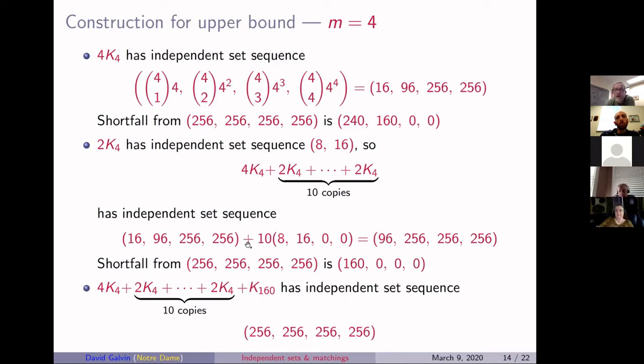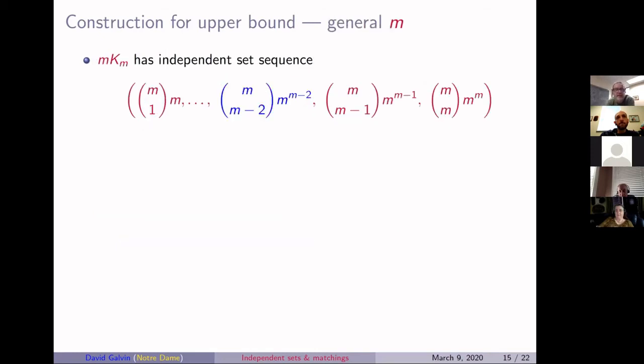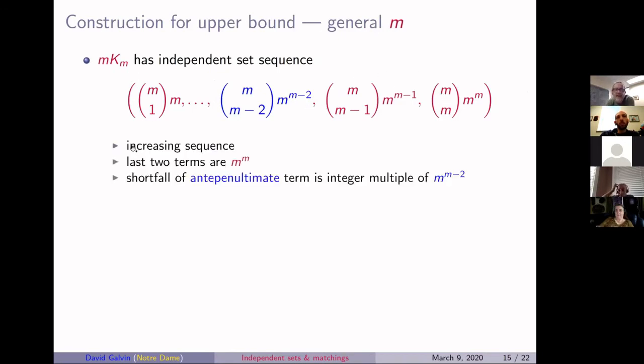So this is the entire construction. And let me just say it, just so that I have said it, let me say it in the general case. For arbitrary m, you just start with m copies of km. And this gives you some independent set sequence. And the thing to notice about this independent set sequence is that it's increasing. That's easy to check.